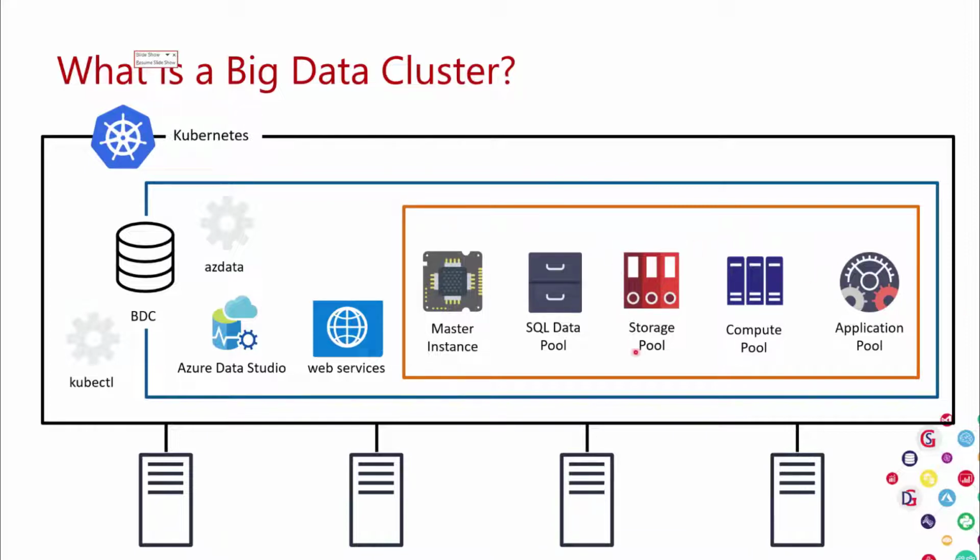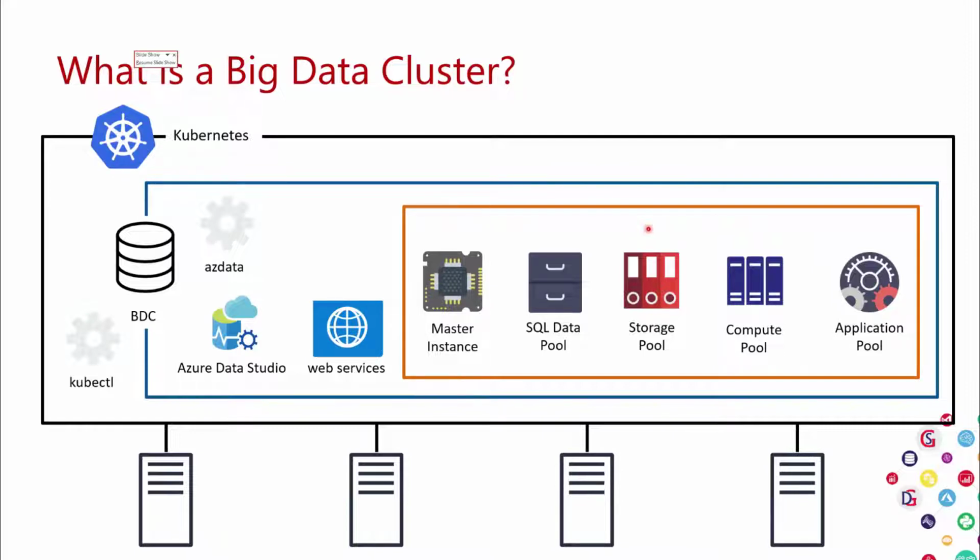Next, we're going to talk about the storage pool here, and the storage pool is a HDFS, or a Hadoop distributed file system cluster that lives within the big data cluster. So this will provide persistent storage for your unstructured or semi-structured data, your big data. If you have CSV files, if you have Parquet files, things like that, you can put that all in this storage pool, and it will be sitting on HDFS within the big data cluster.